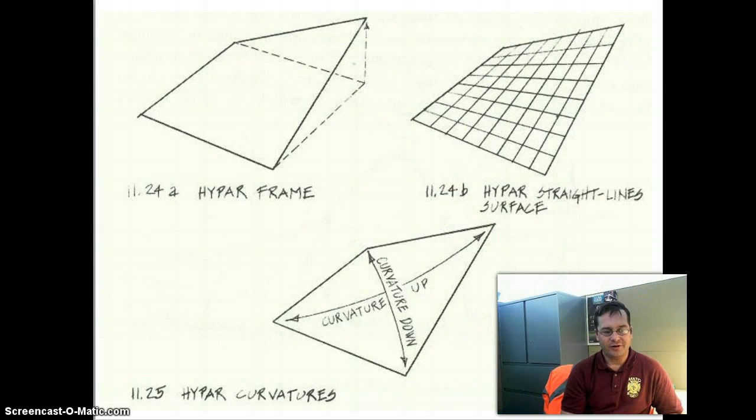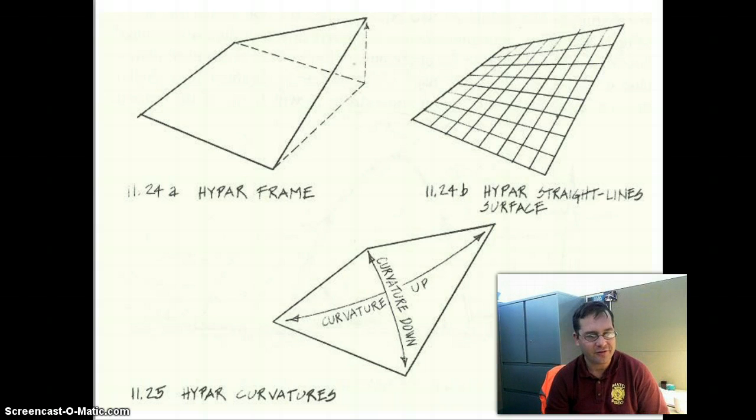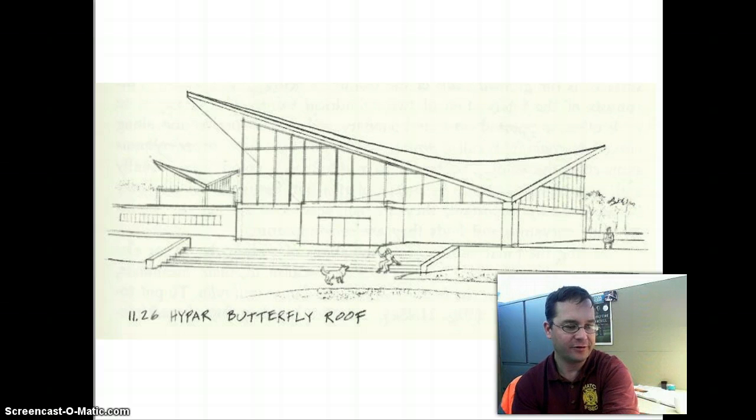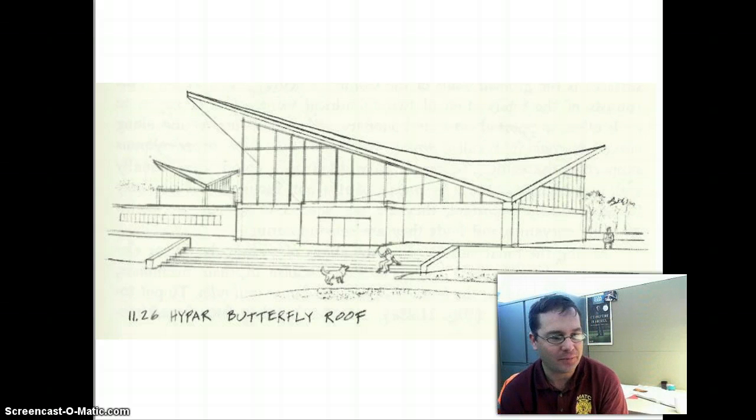These diagrams just, again, kind of demonstrate this concept of complex curvature in a roof structure, in this case, taking full advantage of the strength of the materials. Figure 11.26 shows a high-par roof, and high-par is a contraction of the mathematical term hyperbolic paraboloid, which is just really kind of the type of shape that's used to construct this.